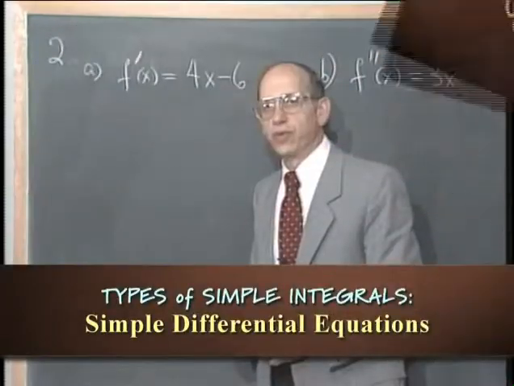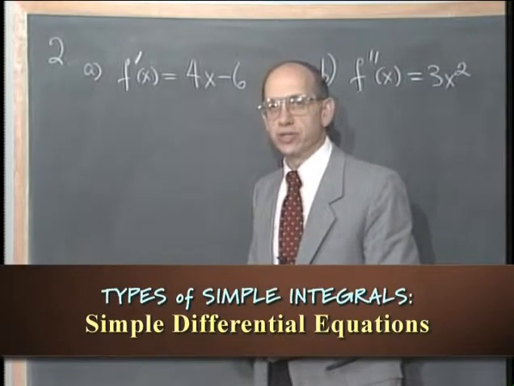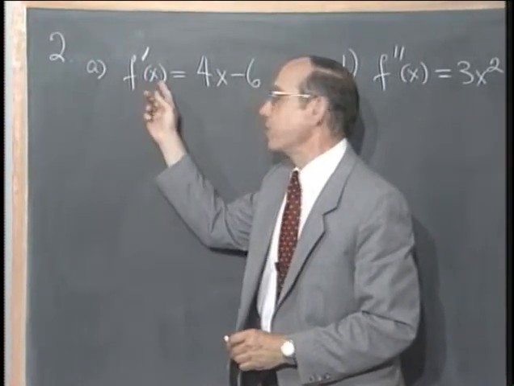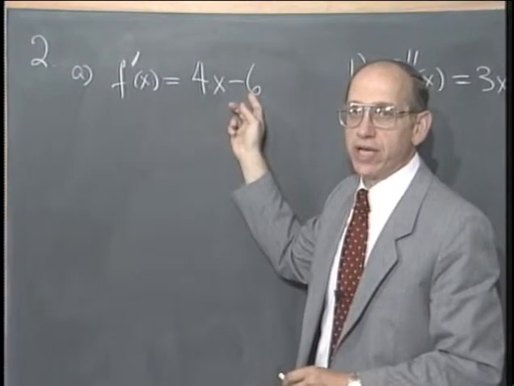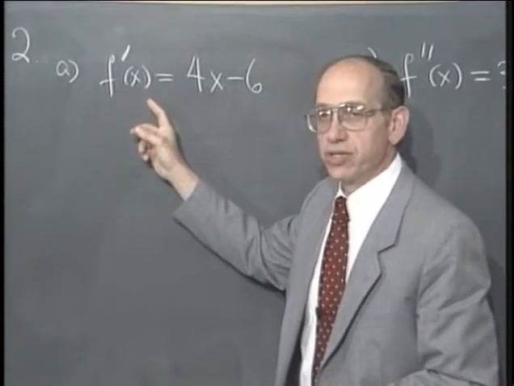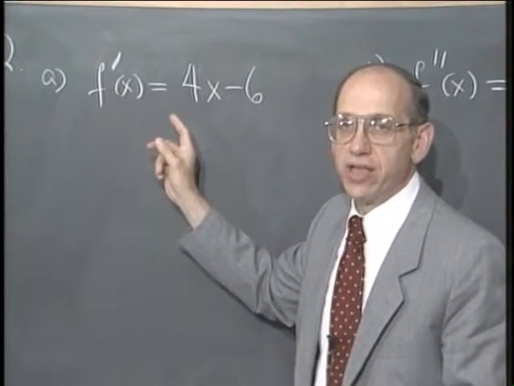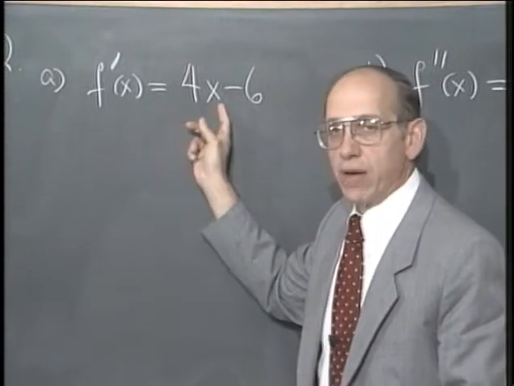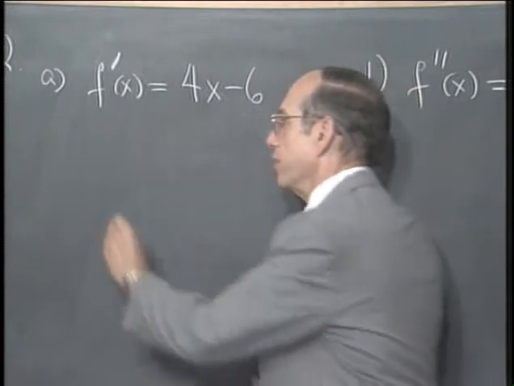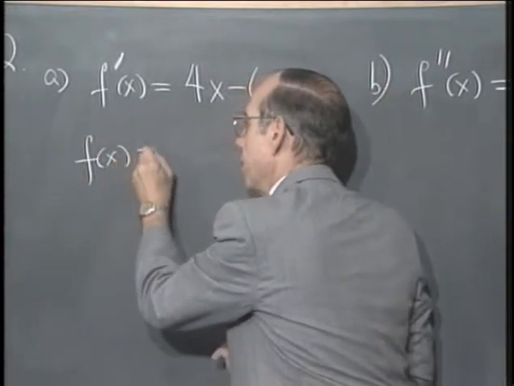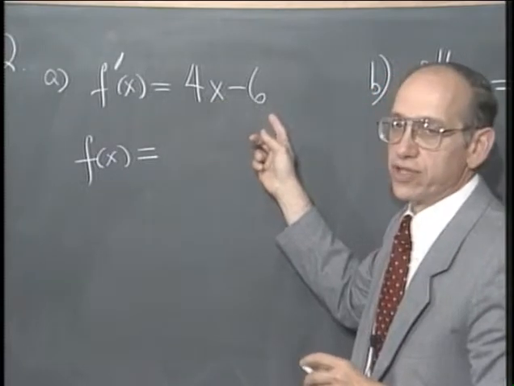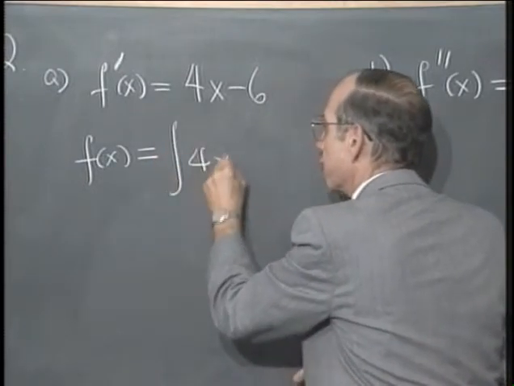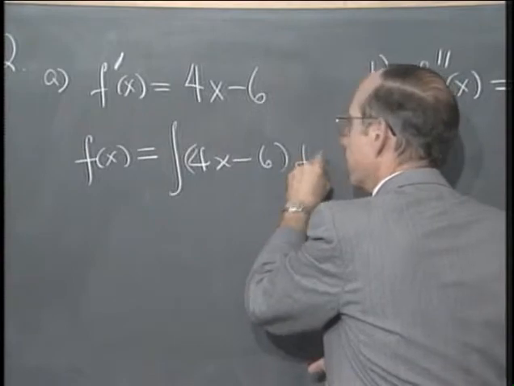Problem 2 actually deals with what are known as simple differential equations, but very simple differential equations. We start with a derivative, f prime of x equals 4x minus 6, and we're asked to find the function f of x, but we're given an extra condition, and that condition is that f of 0 is equal to 3. Now, what are we going to do? This is the derivative, and what we want to do is find the original function. Well, the original function, f of x, is equal to the antiderivative of this expression. What is the antiderivative of this expression? Well, let's write it, 4x minus 6 dx.